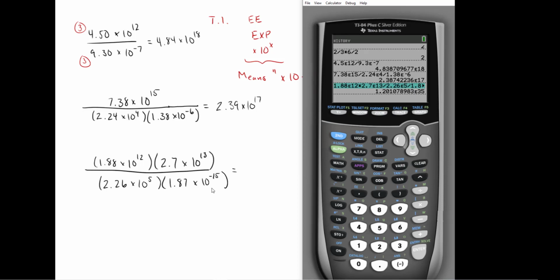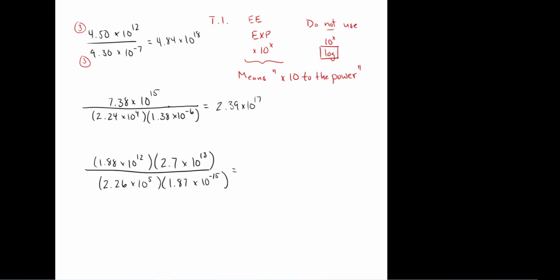Alright, so scientific notation on this. First of all, significant digits. 1.88 has 3. 2.7 has only 2. This has 3, this has 3. So the smallest number would be 2. We need 2 significant digits in our answer here. So that would be 1.2, the 0 as a round down number, times 10 to the 35. So 1.2 times 10 to the 35.